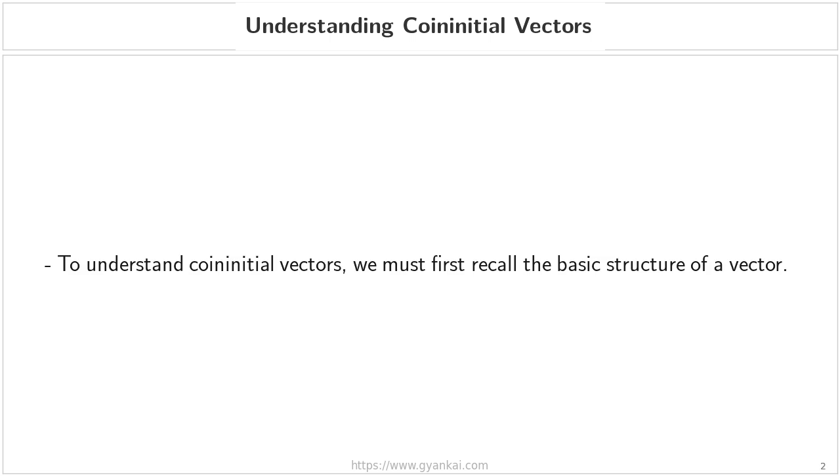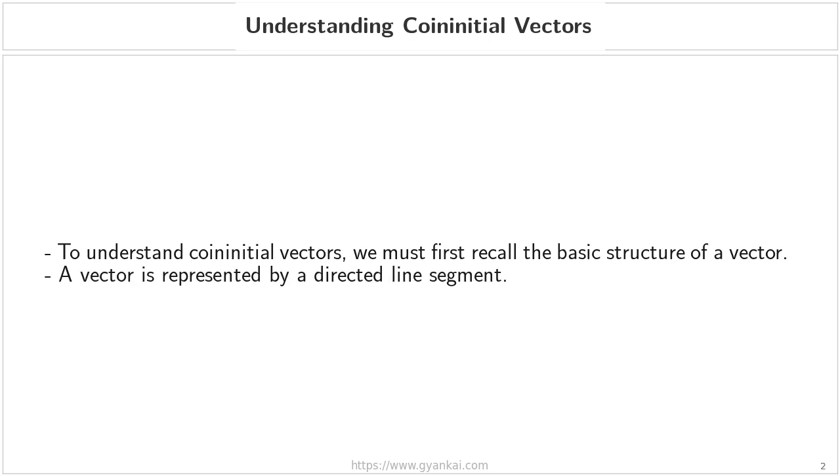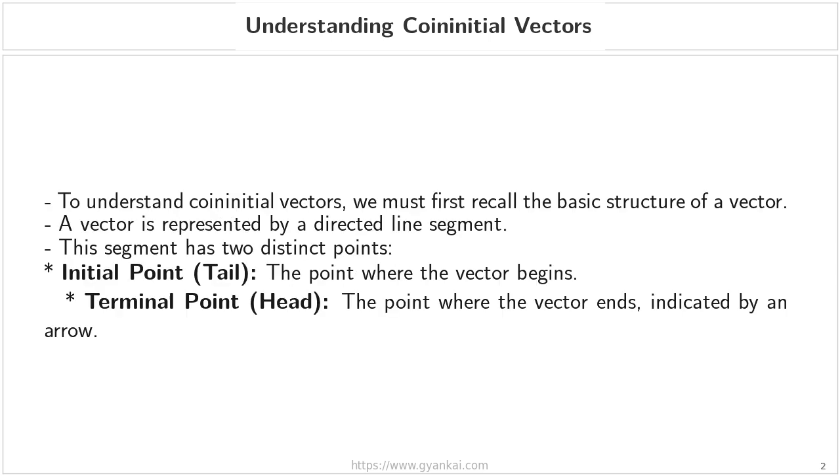Now, before we dive into the specific definition of coininitial vectors, let's take a moment to refresh our memory on the basic structure of a vector itself. This is crucial because the entire concept relies on one specific part of the vector. As you know, a vector is represented visually as a directed line segment. This segment isn't just a simple line. It consists of two very distinct points that give the vector its direction.